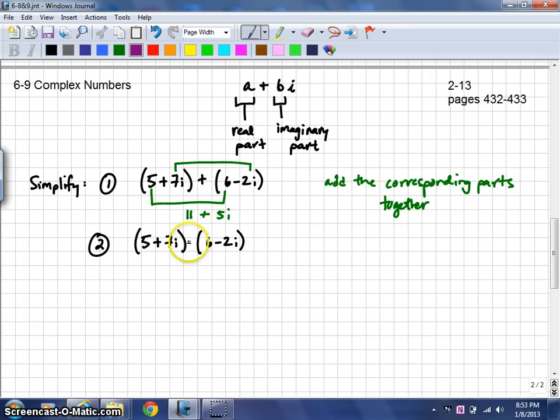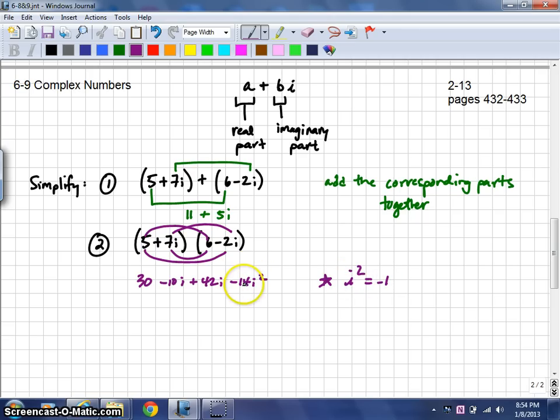You'll handle it very similar to just a regular problem involving FOIL. You'll multiply all 4 products together like you normally would on a FOIL problem. So we're going to multiply 5 times 6 to get 30, 5 times negative 2i to get negative 10i, 7i times 6 to get 42i, and 7i times negative 2i to get negative 14i squared. Remember, as we learned in lesson 6-8, i squared is equal to negative 1.